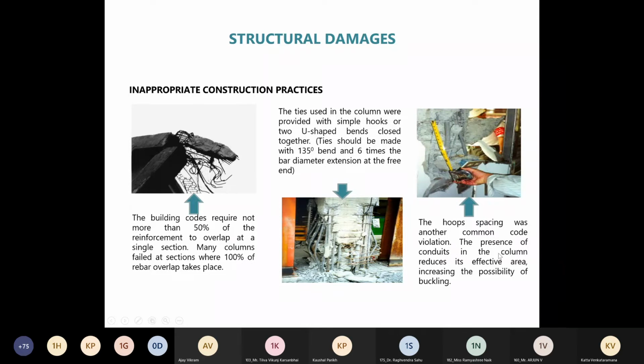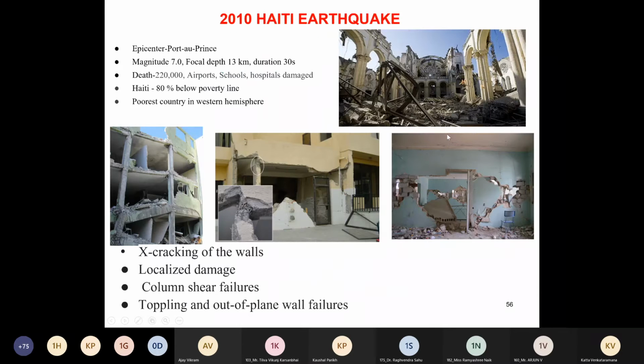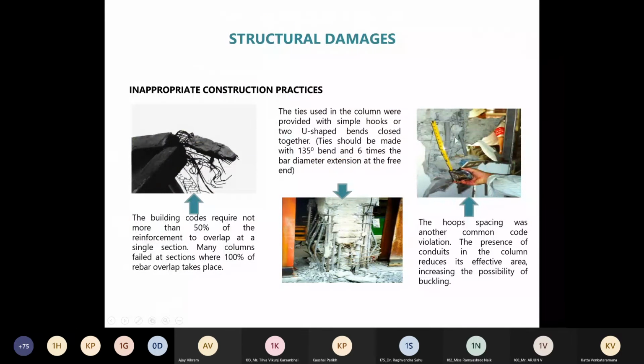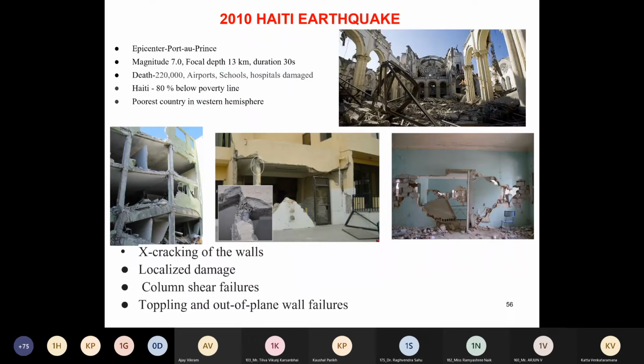The presence of conduits in the column reduces its effective area. You can see here these kinds of conduits for electric cables and similar utility purposes. Many times they will reduce the effective column area and increase the possibility of failure. This is the 2010 Haiti earthquake.